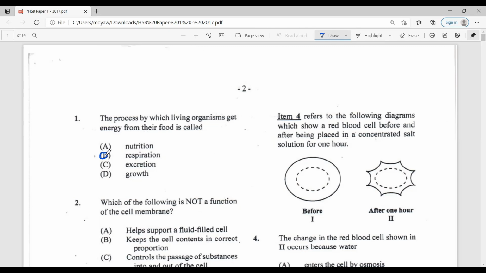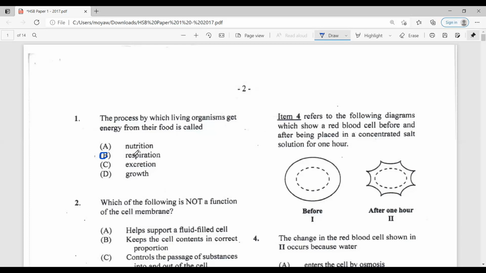So it's not nutrition. I know some of us may think it should have been nutrition, but nutrition deals with how we utilize the food. So the food that was ingested, how it is used to support life, doesn't have anything to do with energy. Excretion would have been the removal of metabolic waste. And growth, we all know, is just an increase in size, or maybe length.